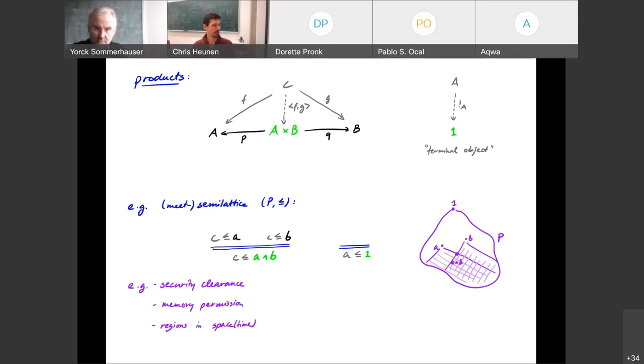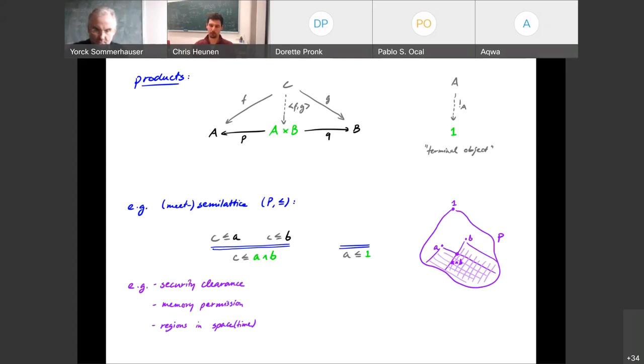Now, earlier we had the example of a partially ordered set regarded as a category. Such a thing has products exactly when it's a meet semi-lattice. But that means for any two elements A and B in the partially ordered set, there exists a third element, A meet B, such that another element C is below both A and B if and only if it's below the meet of A and B. And similarly, an object one is a terminal object in such a category exactly when it's at the very top, when everything is below that element one.